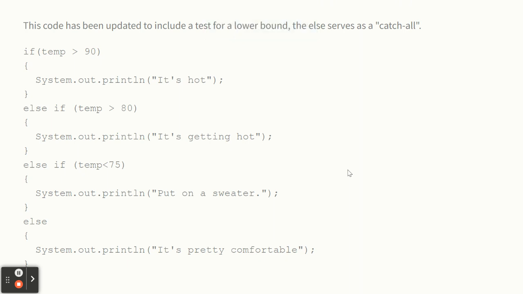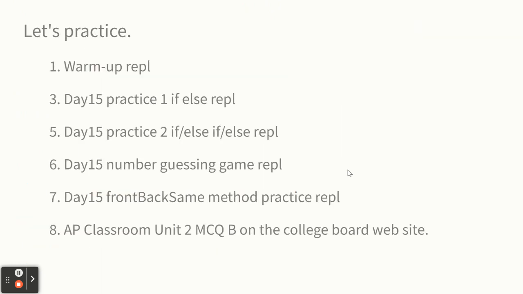This code has been updated to include a test for a lower bound, and the else serves as a catch-all. So let's see. If temp is greater than 90, it's hot. Greater than 80, it's getting hot. Less than 75, put on a sweater. Now the else is between 75 and 80. It's pretty comfortable. You don't have to have an else, but this is an example of using one.